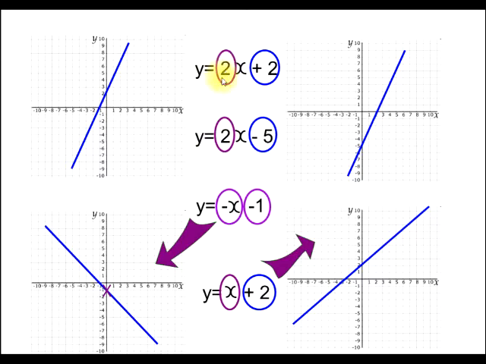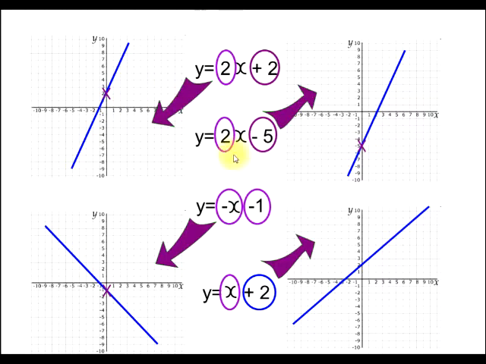So now we know that these 2 have the same gradient, the same direction, the same steepness, but we can see here that the y-intercepts are different. This one has a +2 and this one has a -5. So which one crosses at +2? This one. And this one therefore must cross at -5. So there we have it.